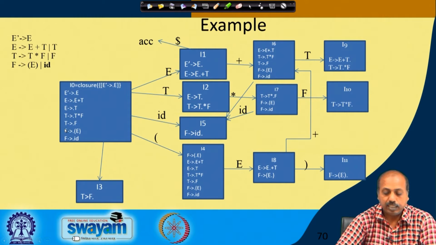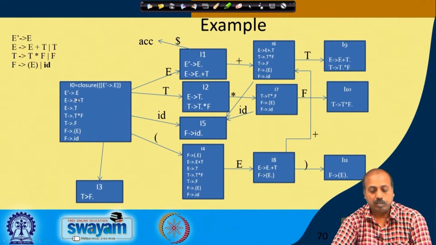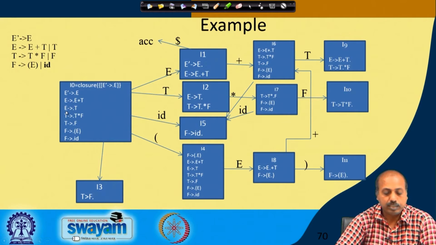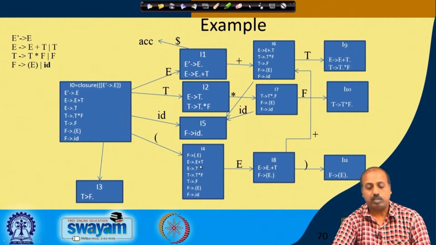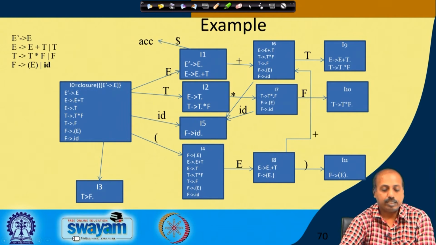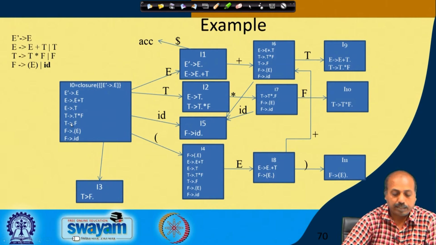From ID, I will get F producing ID dot, and from the open parenthesis I will get F producing open parenthesis dot E, and since dot E is coming, all the rules will come. So, E producing dot E plus T, then E producing dot T, then T producing dot T star F. All these rules will come. So, these are all the 4 sets that we have considered, and they are all new sets.